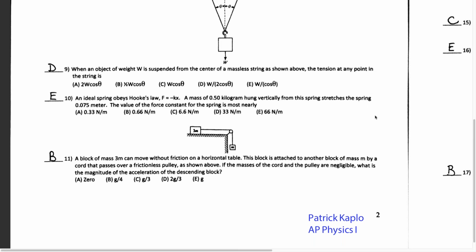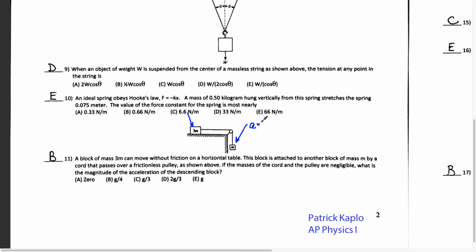This is an Atwood's machine problem, not too dissimilar to the one we finished our review session with this afternoon. We have a block of mass 3m on the table, and the table doesn't have any friction. The block is attached to another mass of mass m by a cord that passes over a frictionless pulley as shown. They say if the mass of the cord and the pulley are negligible, what is the magnitude of the acceleration of the descending block?